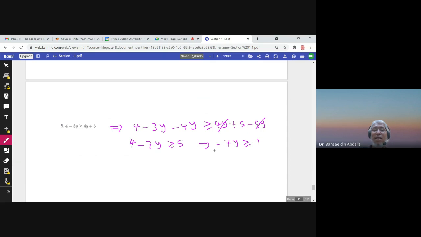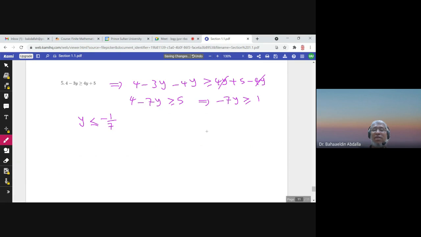Now I need to divide by -7, but -7 is a negative number. So when I divide by -7, I change greater than to less than. So it would be y less than or equal to 1 over -7, or -1 over 7. So this is -1 over 7, and it is less than, so it goes to -infinity. So the interval notation is from -infinity to -1 over 7, closed because there is an equality sign here. That's the answer to this question.